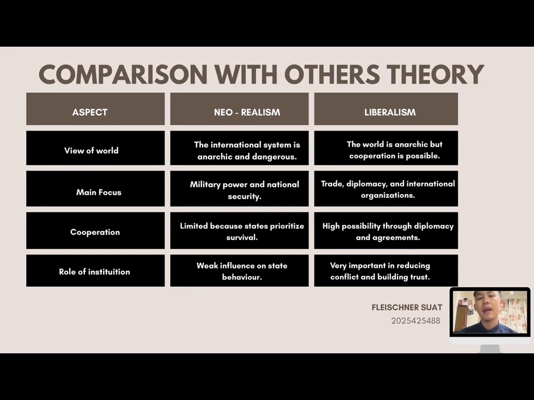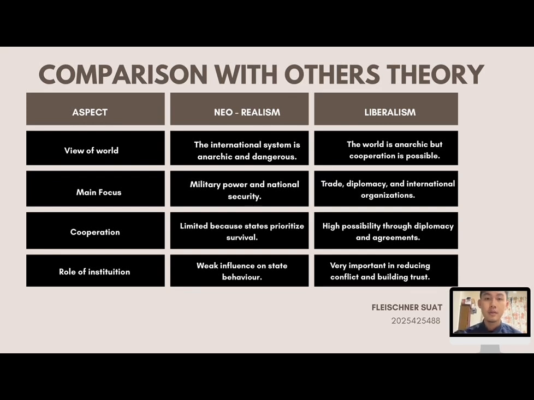Countries can work together through diplomacy, trade, and also international organizations. Second, neorealism focuses more on military strength and national interests. Countries will always try to become stronger than others to avoid threats.